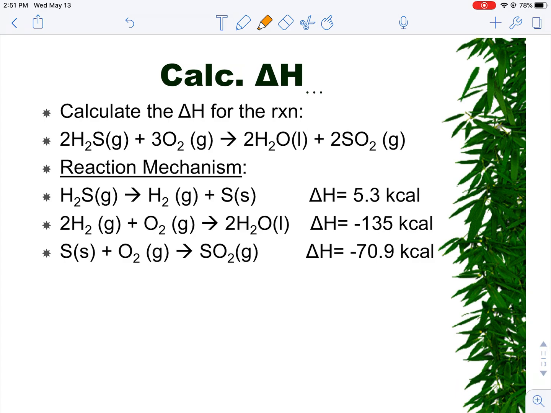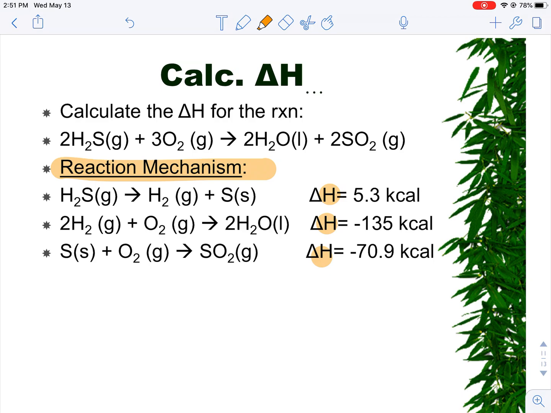2 moles of dihydrogen monosulfide gas react with 3 moles of oxygen gas to produce 2 moles of liquid water and 2 moles of sulfur dioxide gas. I'm given 3 chemical reactions that are the reaction mechanism, along with their corresponding heats of reaction. I know this is a Hess's law problem because I see the reaction mechanism and the corresponding heats of reaction.